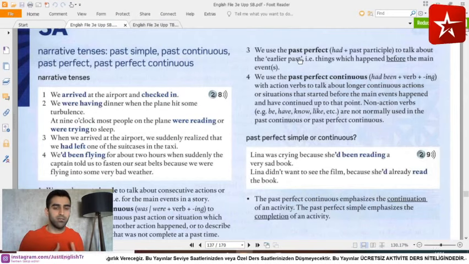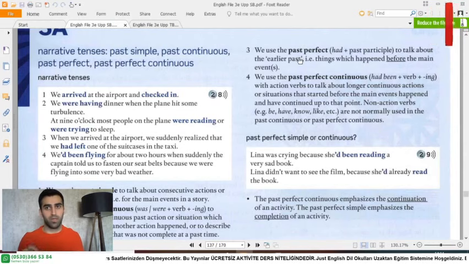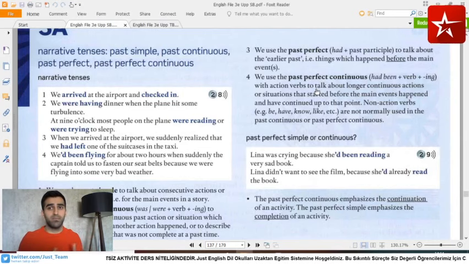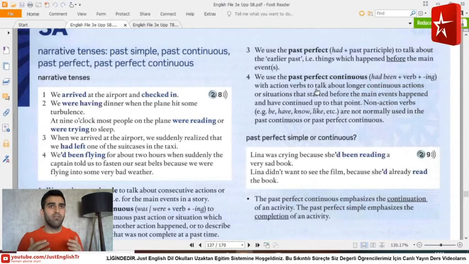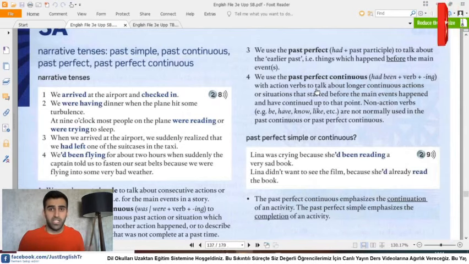Past perfect: had plus the third form of the verb. Had been, had gone, had done, had bought, had come. All the verbs must be in the third form, the past participle form. Had plus past participle. We use the past perfect to talk about the earlier past, the things that happened before the main event. As I told you, when I came back home, my family had eaten their lunch, for example. So this is a past perfect.